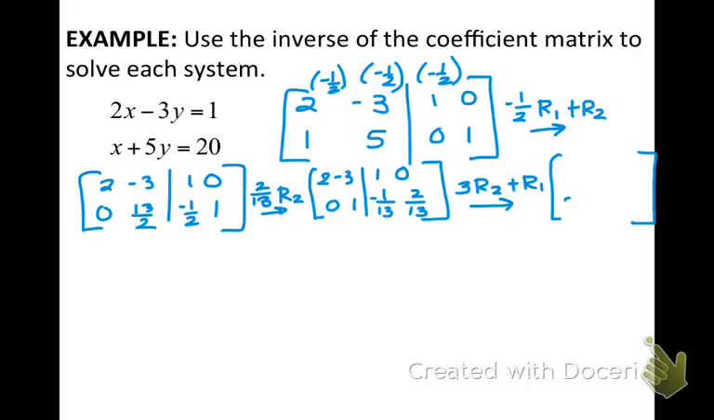So 2 is staying the same. It's not going to change. All right. 3 times 0 is 0, plus 2 is 2. 3 times 1 is 3, plus negative 3 is 0. 3 times negative 1/13 is negative 3/13. Negative 3/13 plus 1 is negative 3/13 plus 13/13.